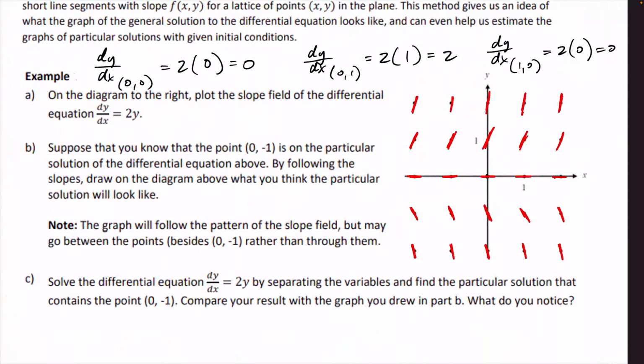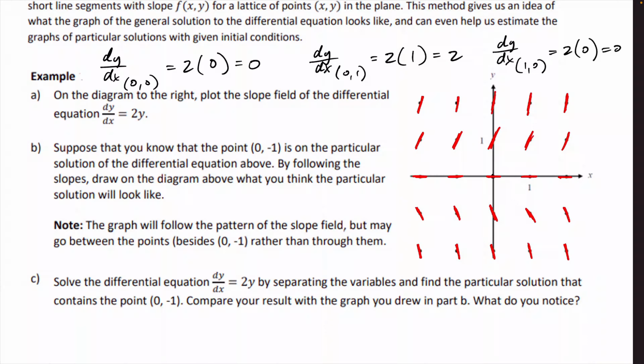So letter B says, suppose that the point (0, -1), so 0, down 1, right here. That point right there. Suppose that point is on the particular solution. We know that phrase, we've seen it before, right? Particular solution of the differential equation above. By following the slopes, draw on the diagram what you think the particular solution will look like. So we're going to draw what it looks like.